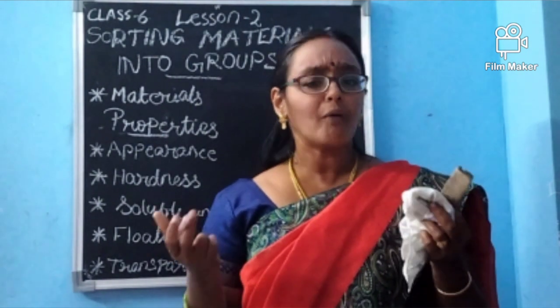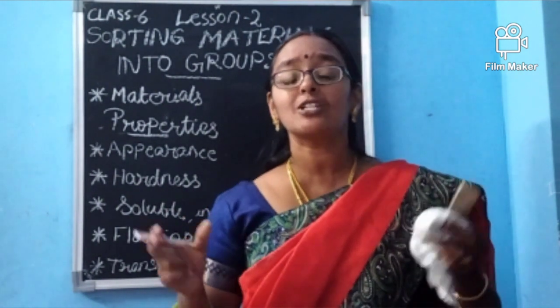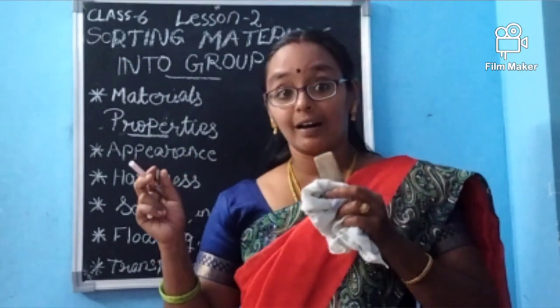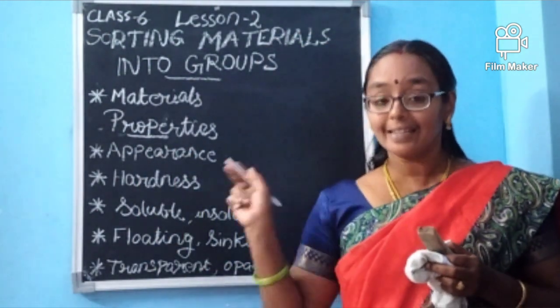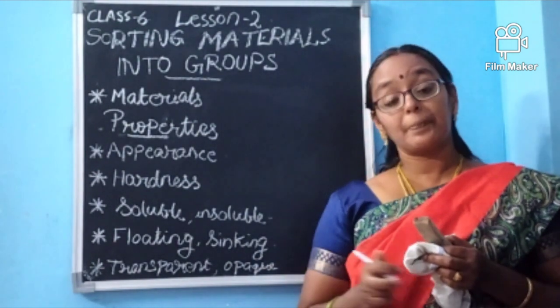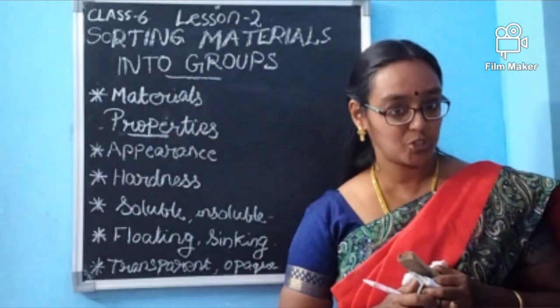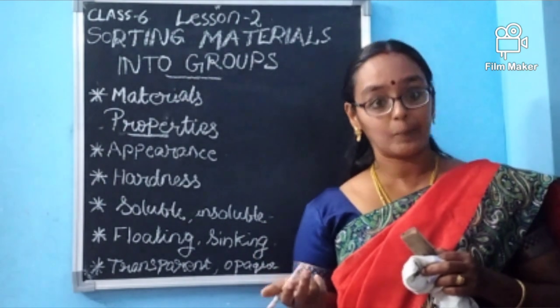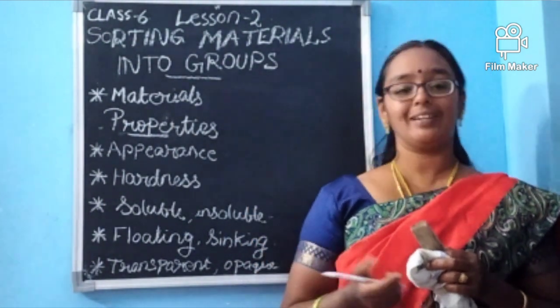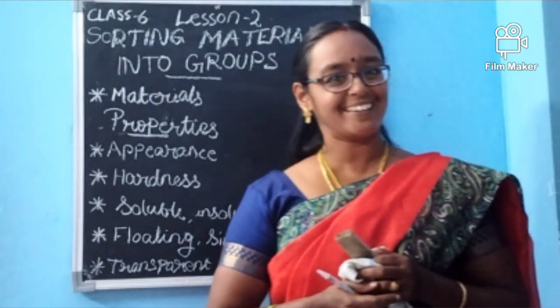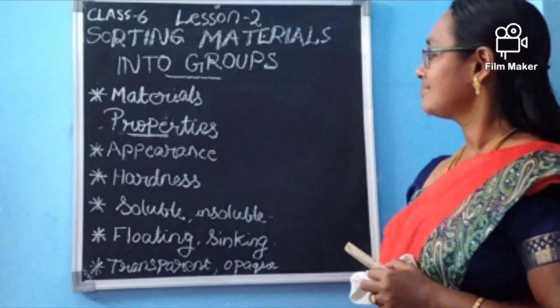Why are different kinds of materials used for making these objects? We are learning this in this chapter. It depends on the properties of each material. What are the properties and how do they differ from each other? All these we will learn in this lesson. Are you ready, children? We are starting the class.